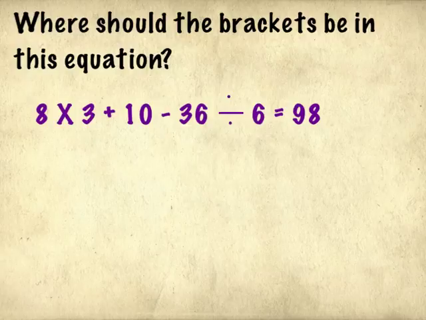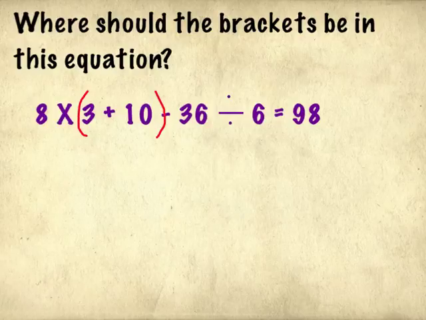Easy stuff. So here's a slightly harder one. We have 8 times 3 plus 10 minus 36 divided by 6 equals 98. So go ahead and pause the video here and try to figure out where the brackets should go, and when you come back I will have the answer for you. Alright, so your brackets should go here.